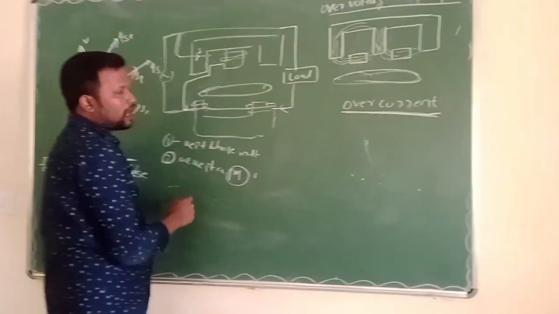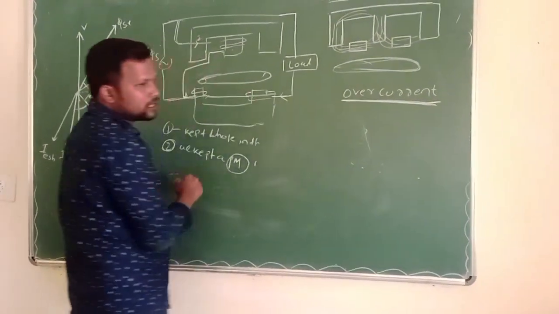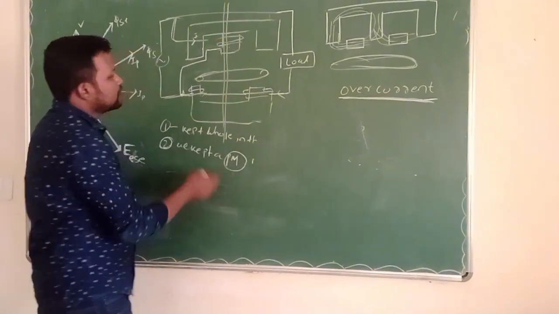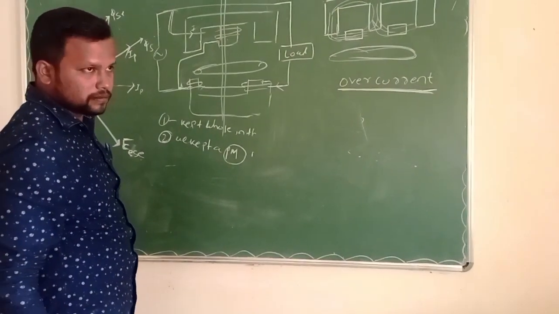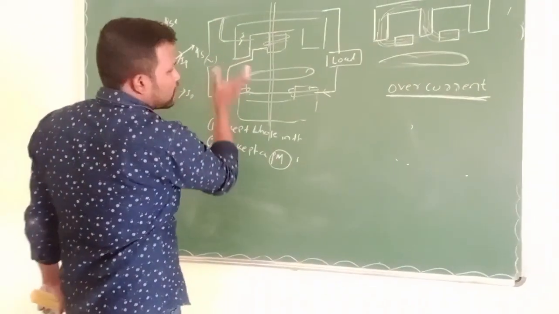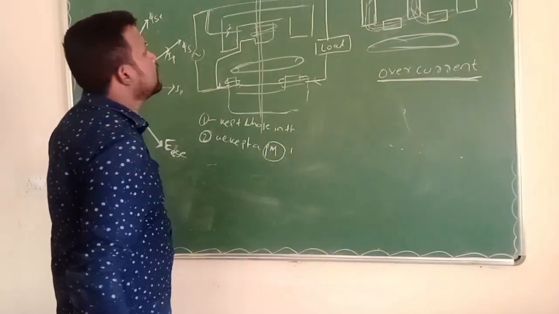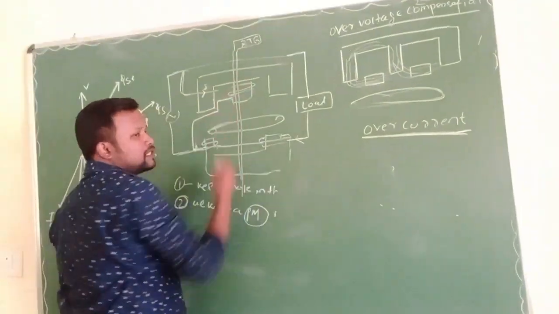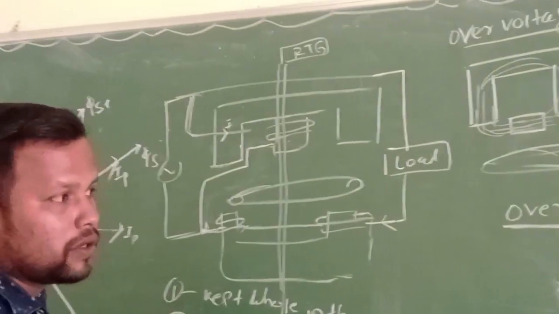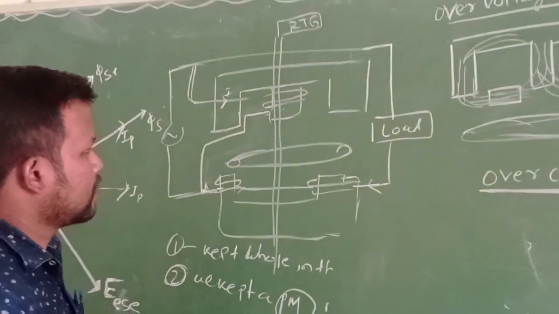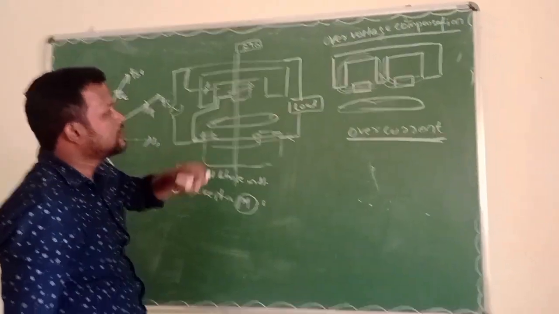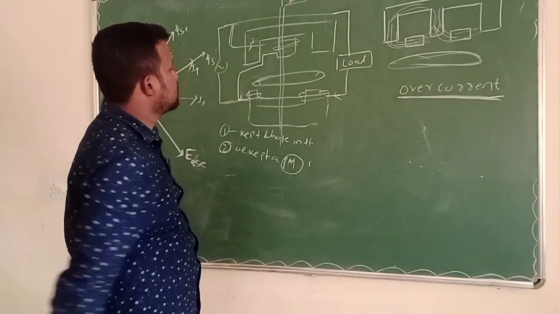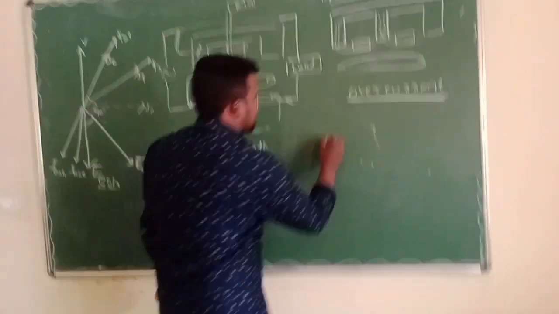So the aluminum disc will rotate more, and if the aluminum disc rotates more, the spindle will also rotate more. If the spindle rotates more, there is a greater number of units we have to see. So we have to decrease that overcurrent condition. How do we decrease it?